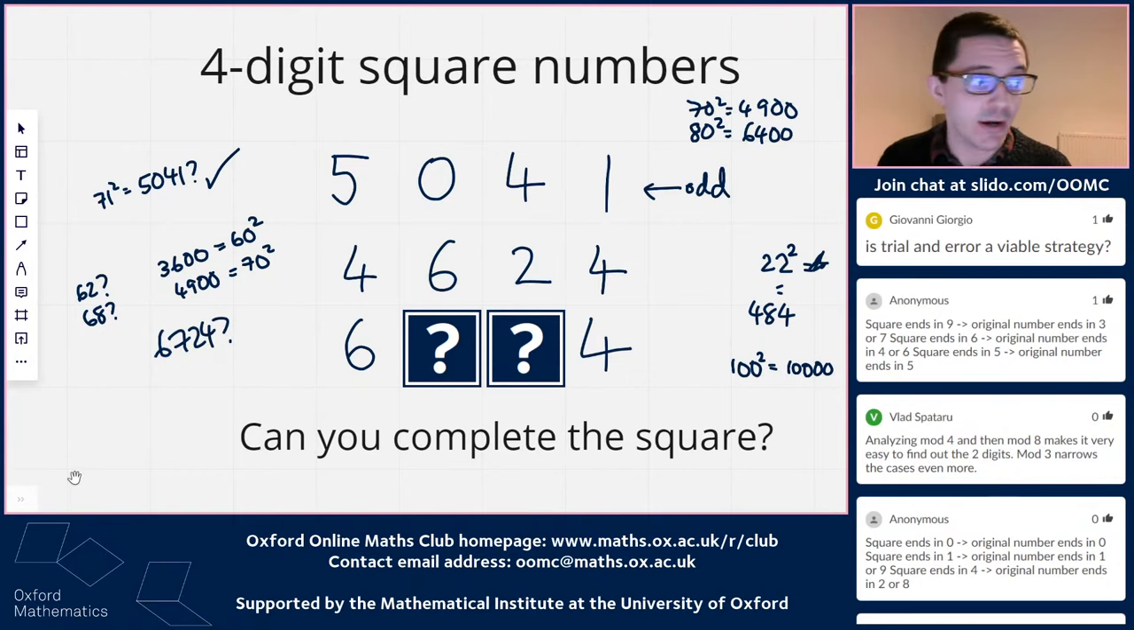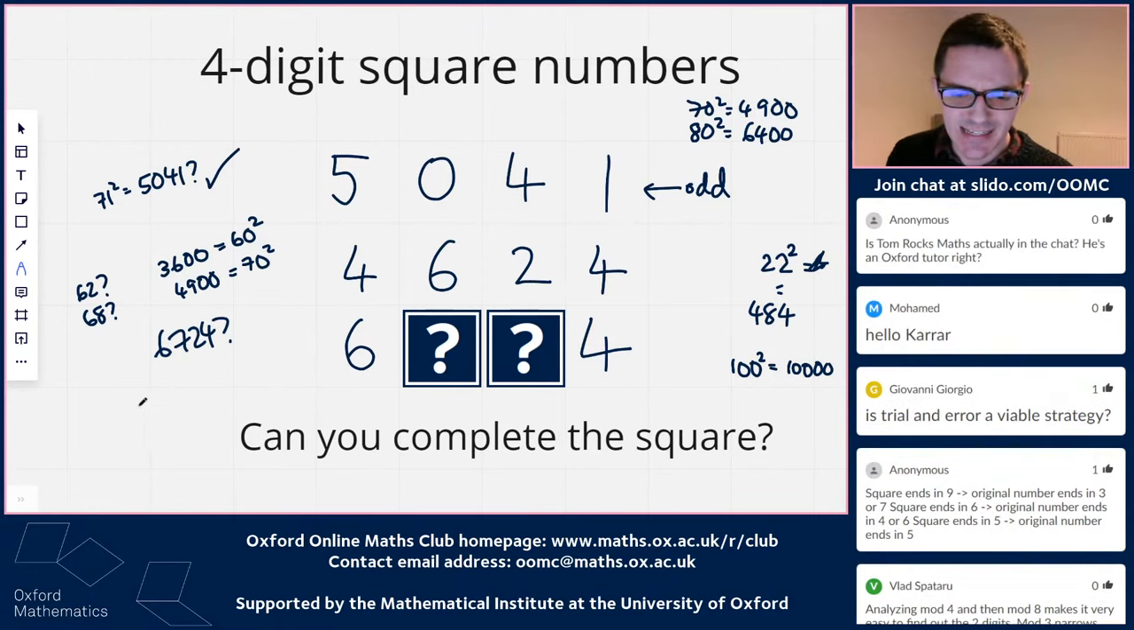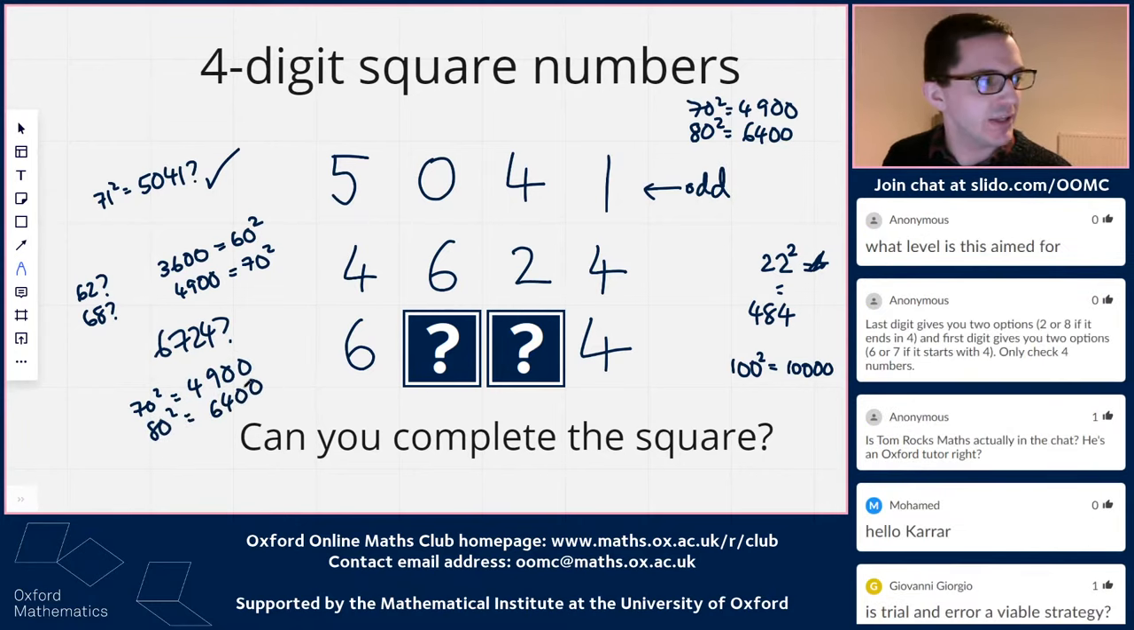And in fact, it's that trial and error that lets us down a bit on this next one, where we've got something that starts with 6 and ends with 4. So this one starts with 6, it's bigger than 70 squared. In fact, maybe it's as big as 80 squared. So it's bigger than 70 squared, which is 4,900. Maybe it's as big as 80 squared, which is 6,400. It's probably not as big as 90 squared, which is 8,100. It's not bigger than that.